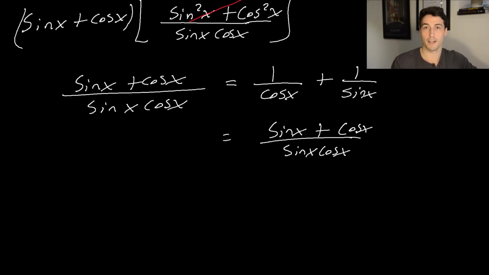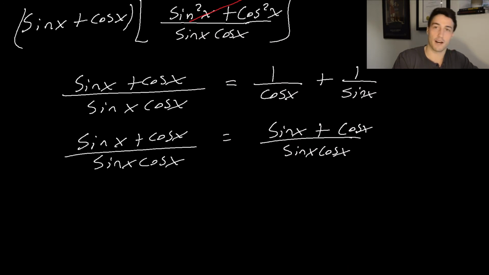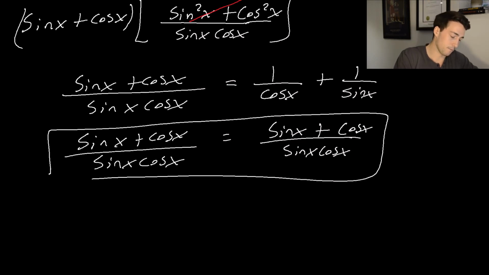So now that I did everything I could on the left side, I manipulated the right side just to write it a little bit differently. And then now I think it's clear to show that sine x plus cos x over sine x cos x is on both sides of the equation, so the left side equals the right side. And that's what we have right here.